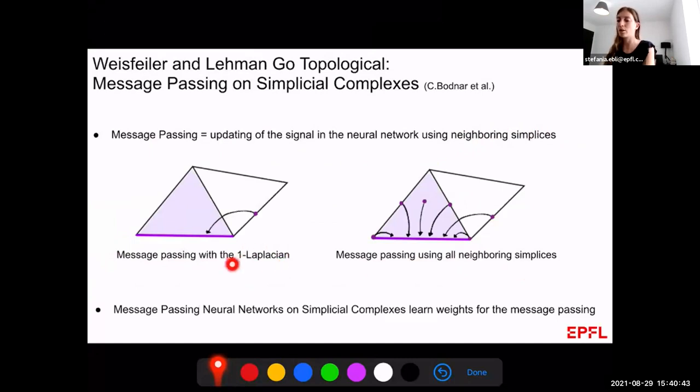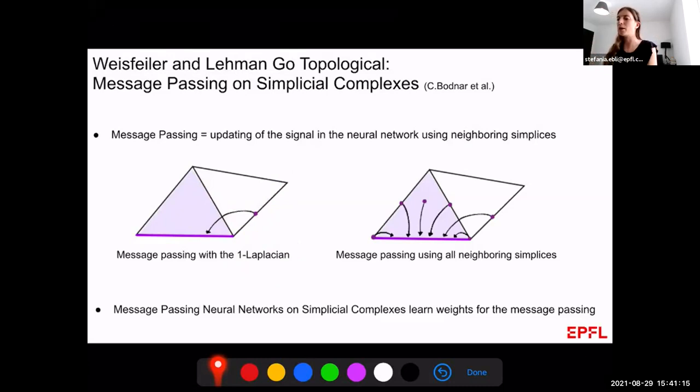The one Laplacian, if we have some kind of signal or data on this edge here, will perform message passing, or will propagate this signal just to this edge here. This is a way for how the Laplacian is defined. We look just at the edges that are in this. It will have a particular way to message pass the signal.